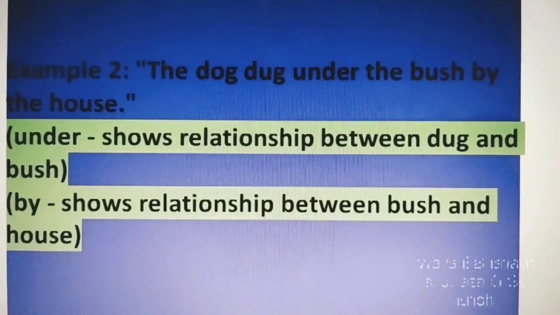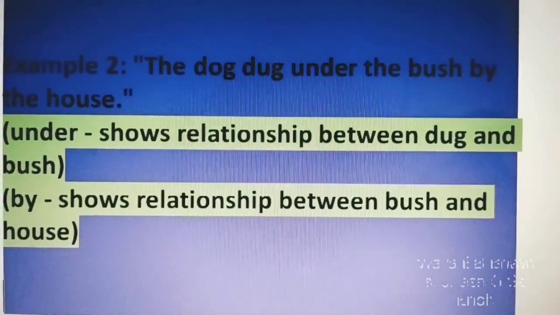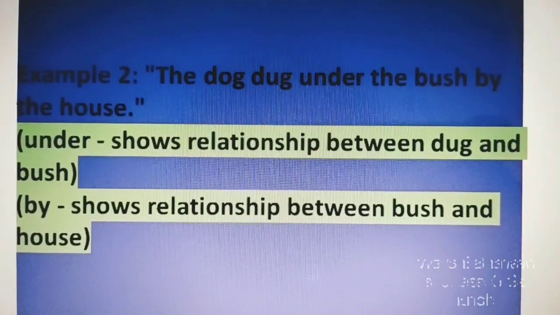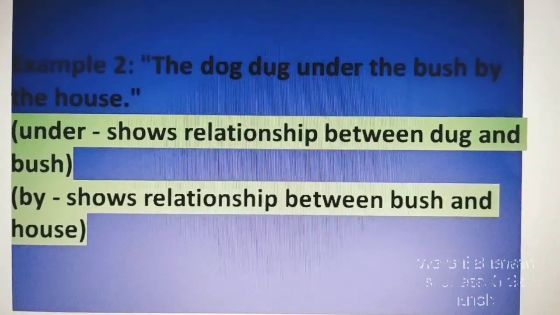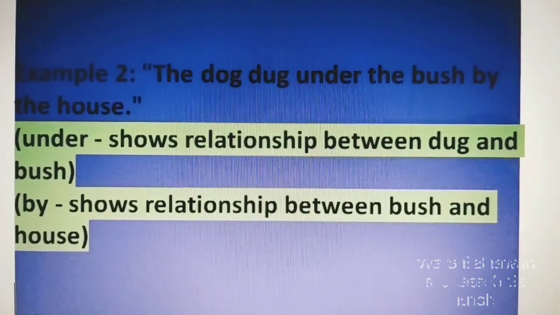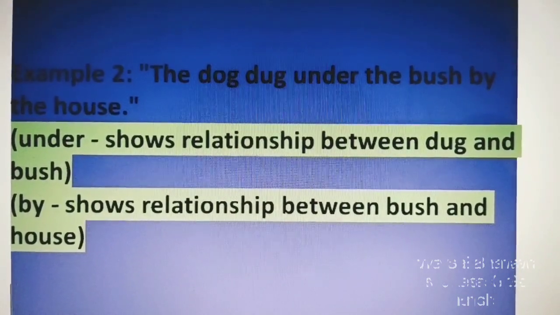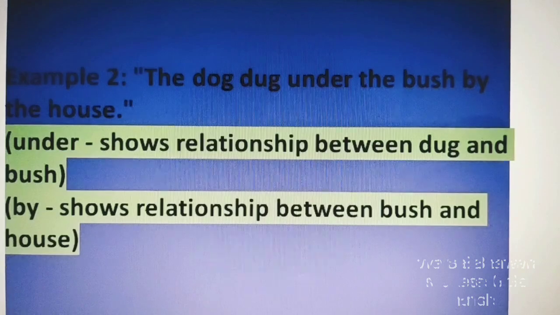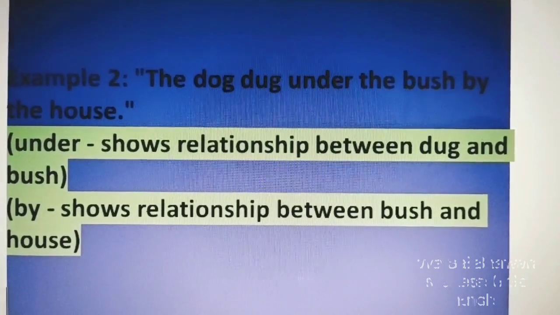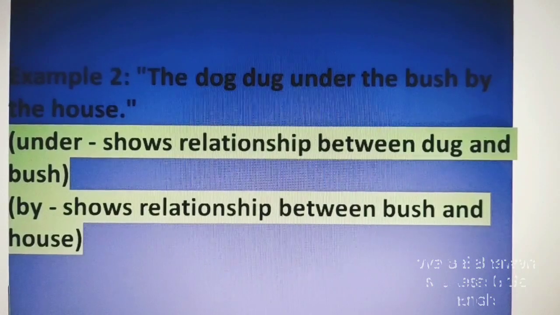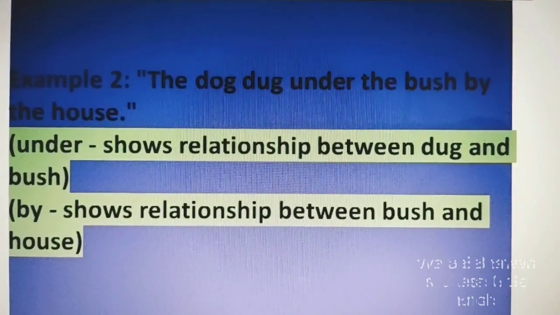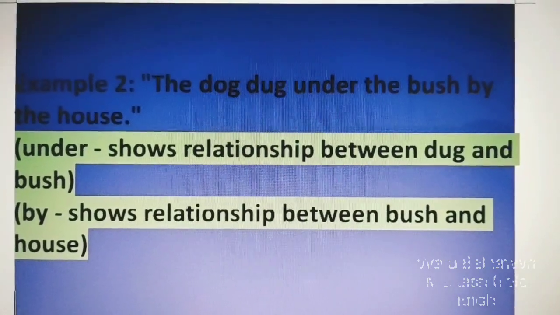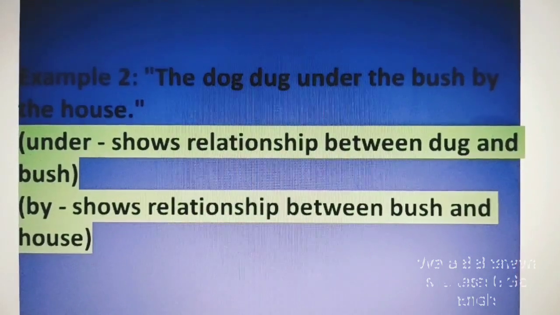Okay, the next one. The dog dug under the bush by the house. Clear? You can see here two prepositions we have used. One is 'under' and another one is 'by'. 'Under' shows the relation between 'dug' and 'bush', where the digging has been done under the bush. And 'by' shows the relation between 'bush' and 'house'. You have to recall one thing, that whenever we use prepositions, they will be used before a noun mainly.